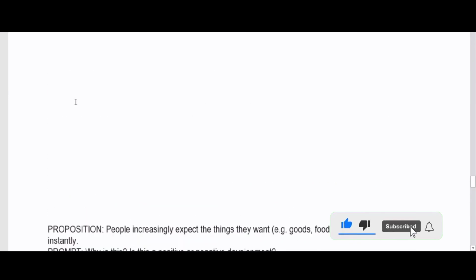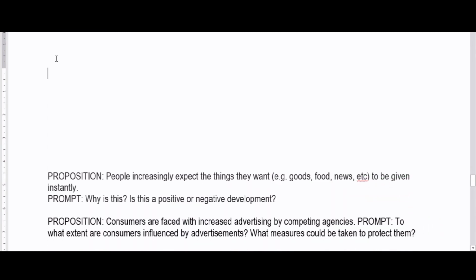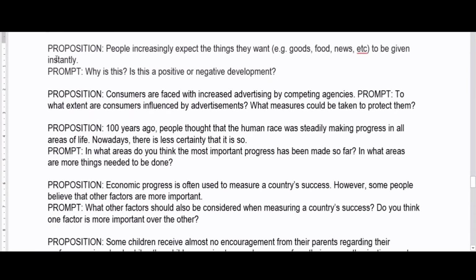Okay, so that being said, it's time for me to demonstrate. Now before that, yes, I'll have to show you some question prompts that are undoubtedly C-style or two-part questions. For example, people expect the things they want to be given instantly. This was from a few months back in 2019. I think that was February 2019. The prompt is, why is this, and is this a positive or negative development?